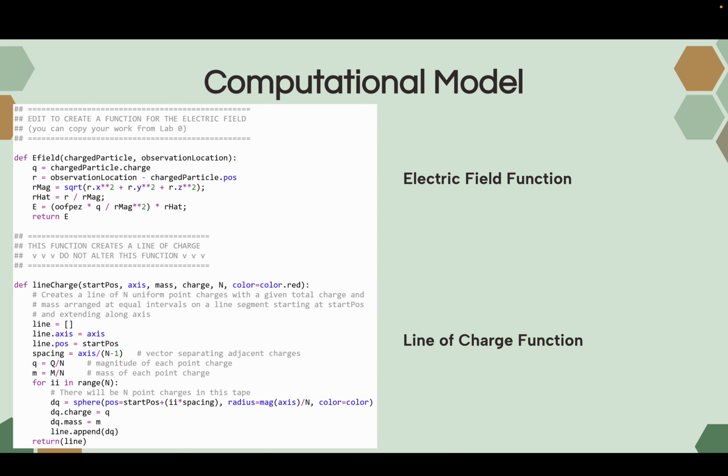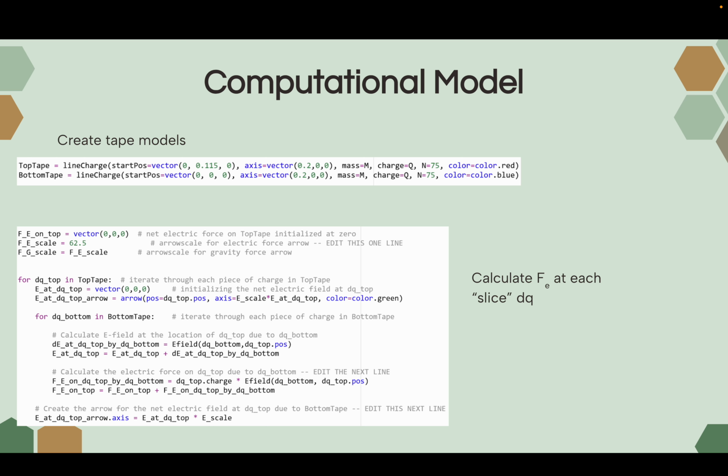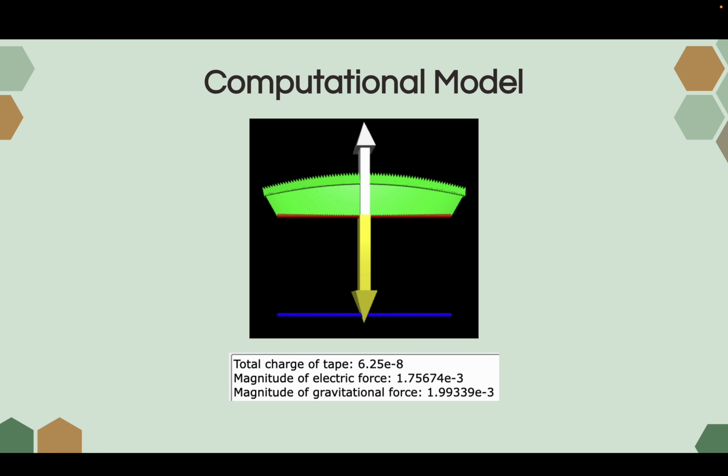We can use a computational model to model this visually, and we can create an electric field function and a line of charge function first. Then we create tape models using the line of charge function, and then we calculate the electric force at each slice dq. As we can see, this creates a bunch of tiny green arrows which represent the electric force at each dq on tape B, which sums up to a net electric force represented by the white arrow, which is balanced by the yellow gravitational force.